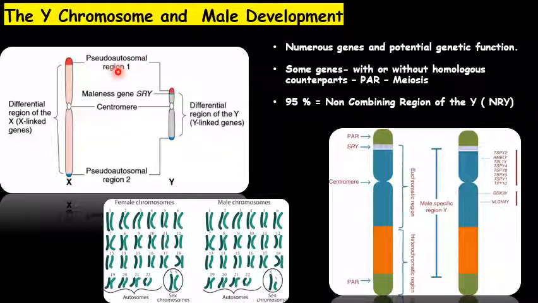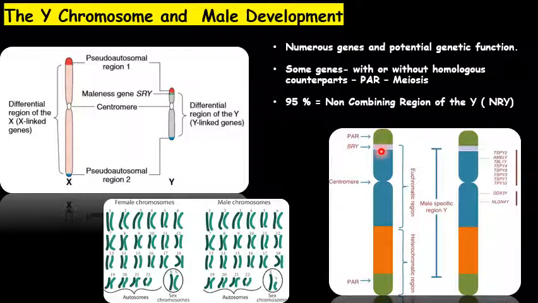This happens during meiosis, okay. While the other region, the remaining 95%, will not contain the same type of genes which the X chromosome has. So that is what we call the non-combining region. In the non-combining region again we can differentiate functional genes as well as non-functional genes. The functional genes are called the euchromatic region, the non-functional region is called the heterochromatic region. In the functional euchromatic region is where we have the sex determining region.